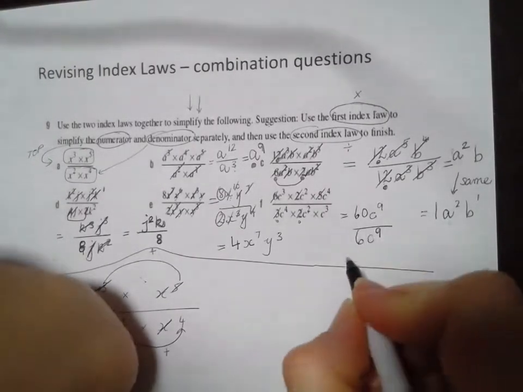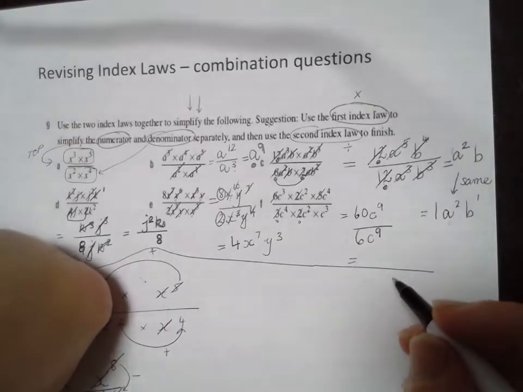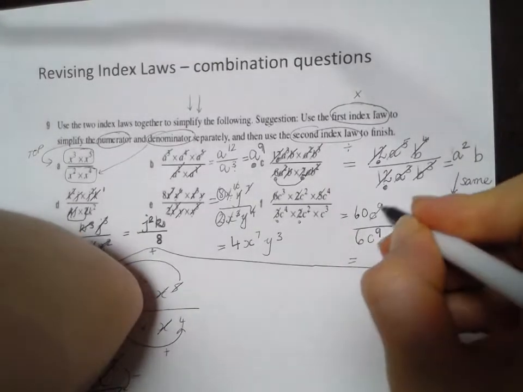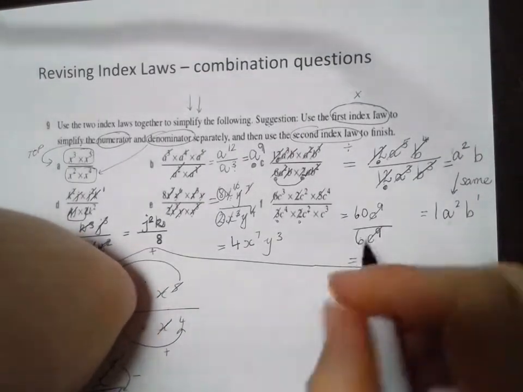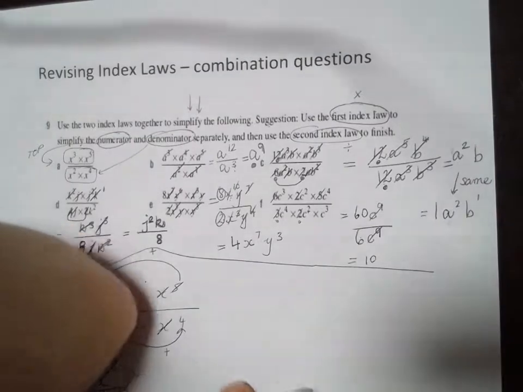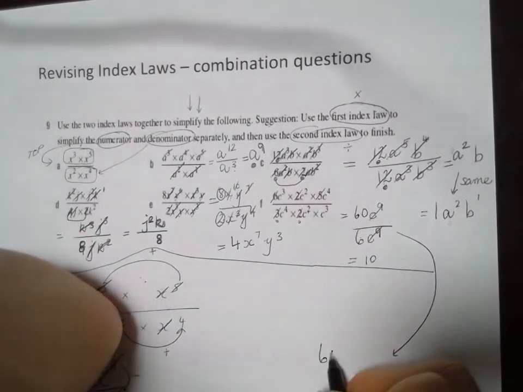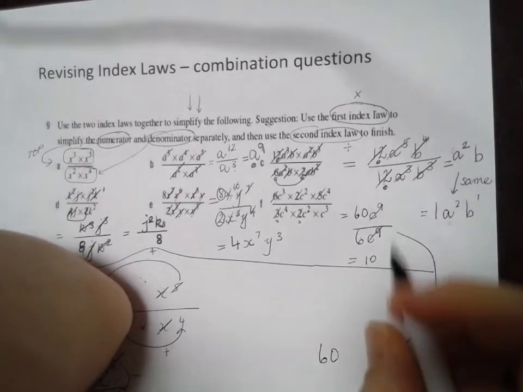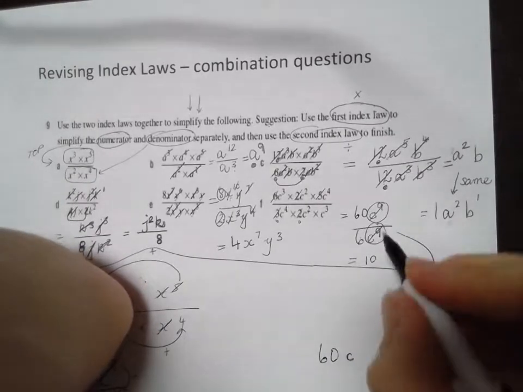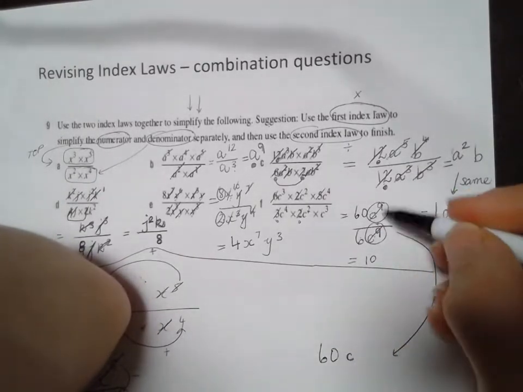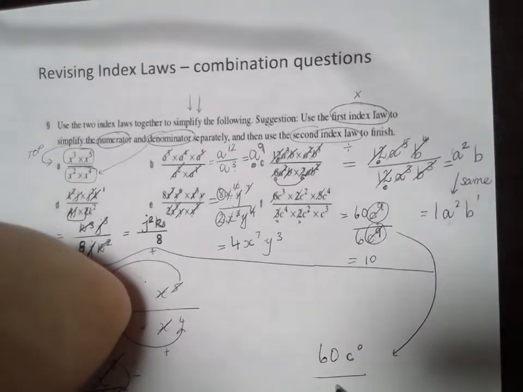Alright, so then we can probably see that the c^9s can just be cancelled out. Then you're just left with 60 divided by 6 to give you 10. If you want to prove that a bit further, you could go 60, and then I want to keep the base and subtract the powers. So c, keep the base and subtract the powers. 9 take away 9 is 0. And our 6 was on the bottom.